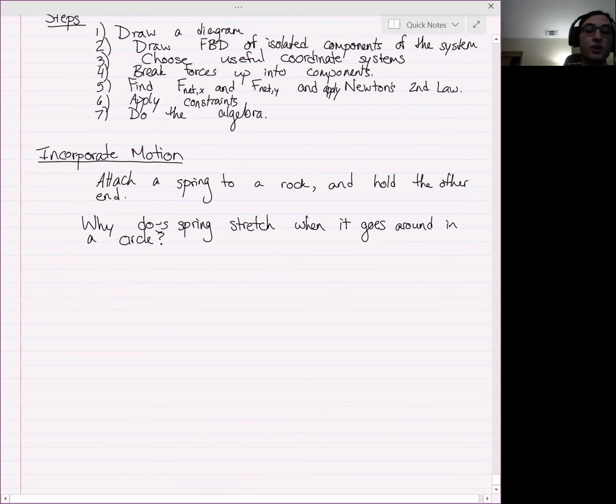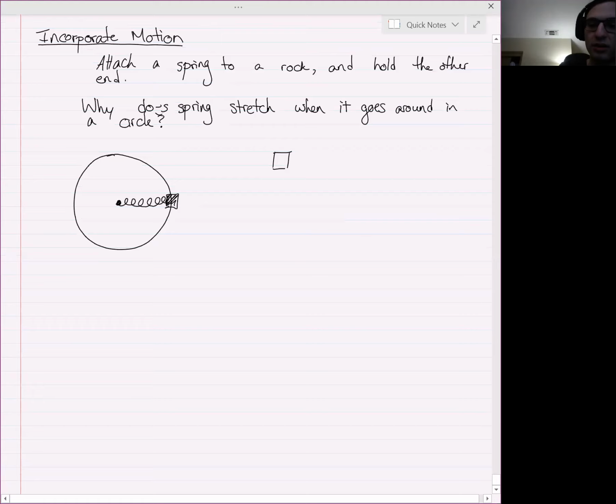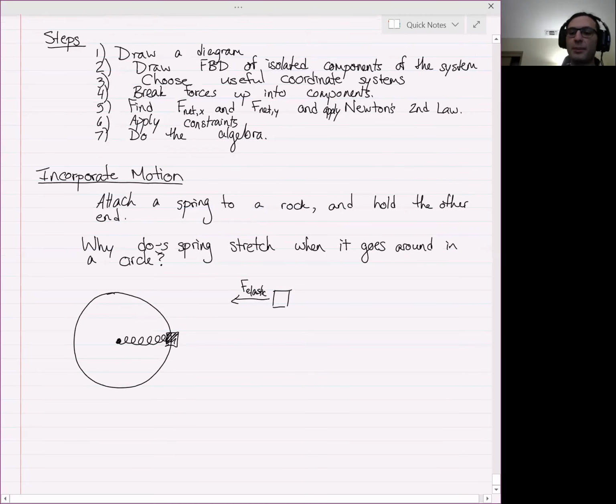So first, let's just consider the block. So I'm going to draw a picture here. I'm going to do the steps. So here's a picture of the circle that's going around. Here's my hand. Here's our spring. Here's our block. So let's draw a free body diagram for the block at that position. So for our block, there's only one force acting on it. That's an elastic force. Right? It's just the spring pulling the block in. That's it. And I'm going to use the standard coordinate system here, x and y.